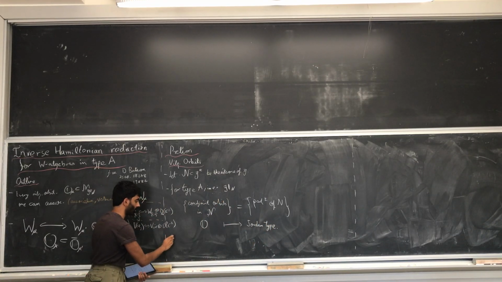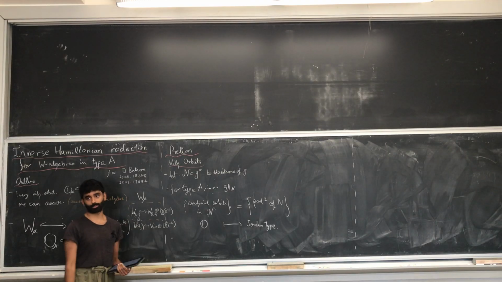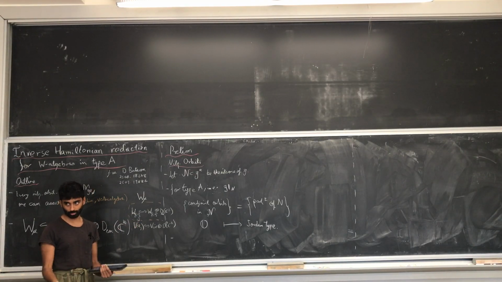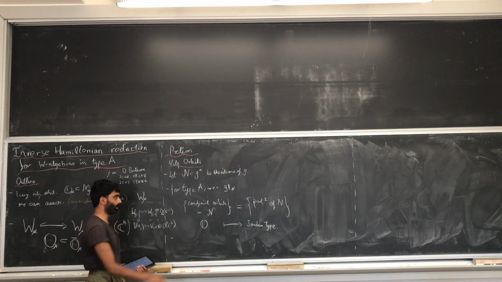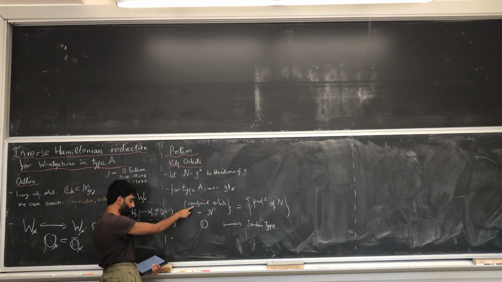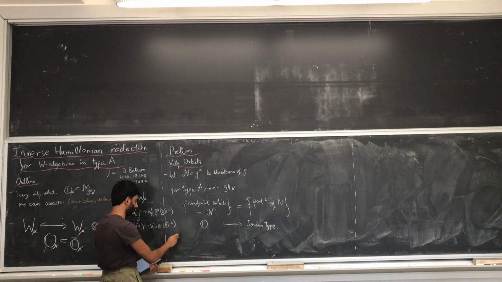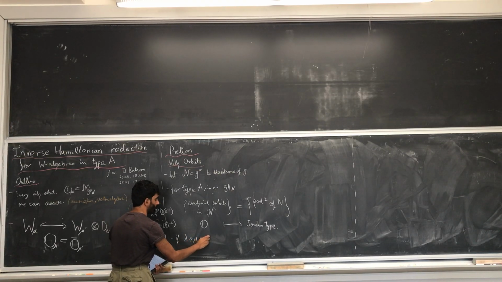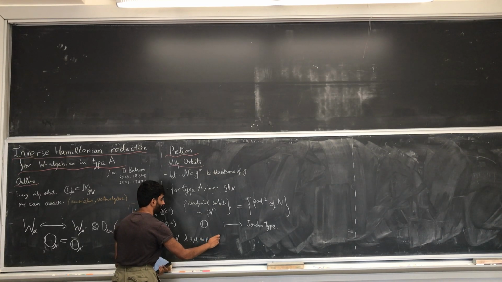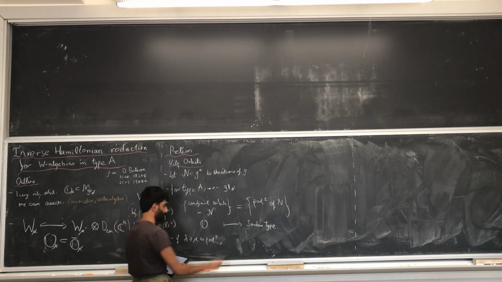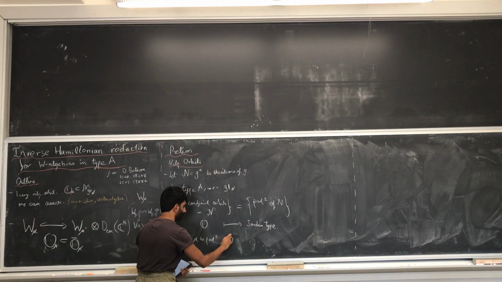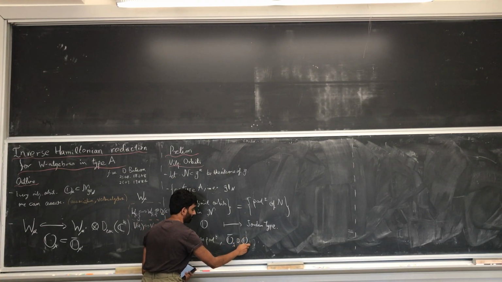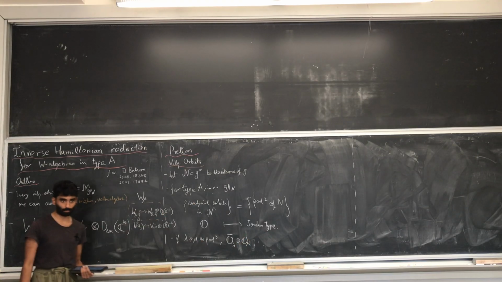And moreover, this bijection is as cosets. So partitions come with a natural dominance ordering, and that ordering is the same as the closure ordering on coadjoint orbits. So if lambda is bigger than mu as partitions, then the orbit corresponding to lambda contains the orbit of mu in its closure.